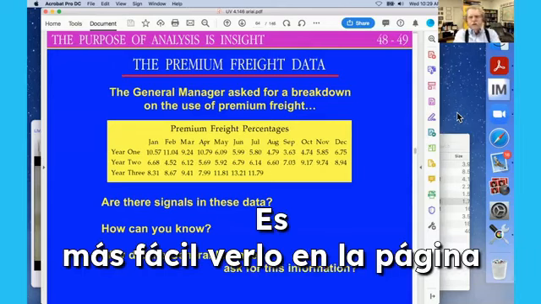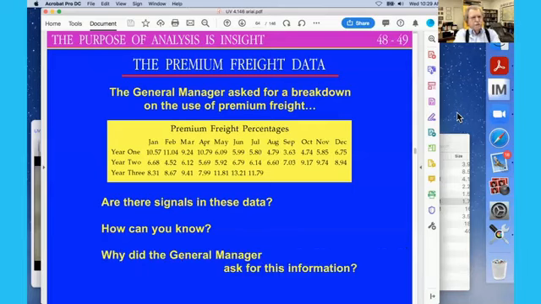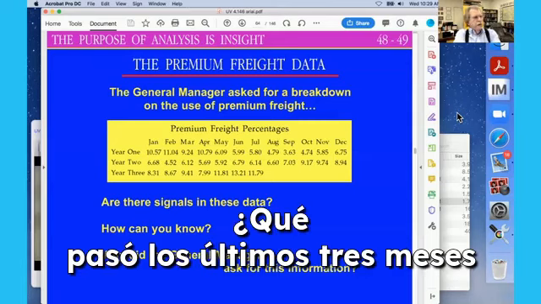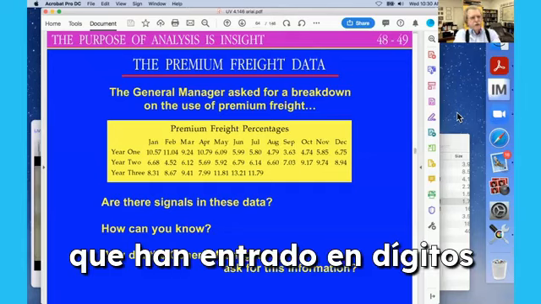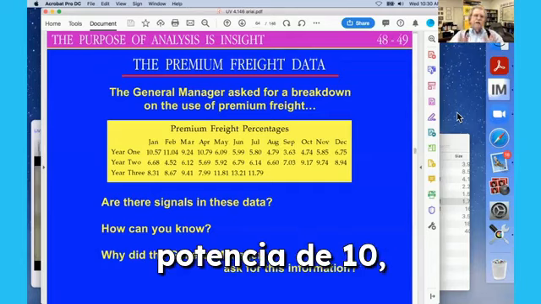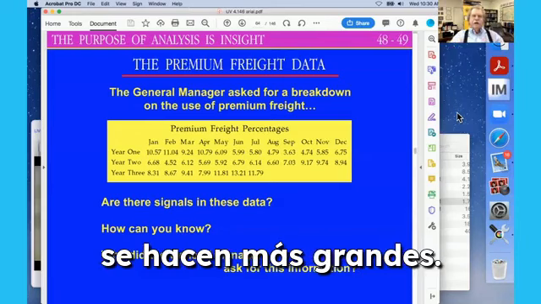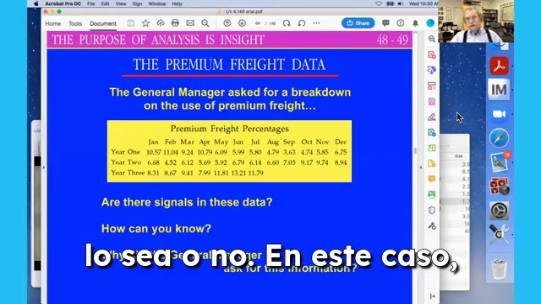It's easier to see on page 48 than here on the screen. What happened the last 3 months? They've gone into double digits, haven't they? When you go past the power of 10, the numbers physically get bigger, and that always looks like a signal, whether it is or not. In this case, it is.